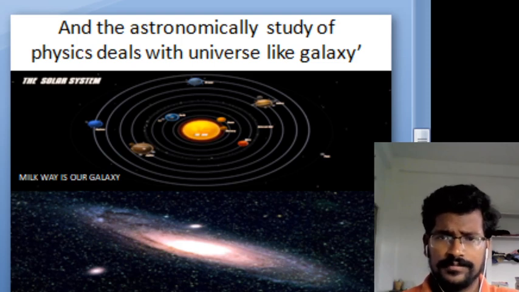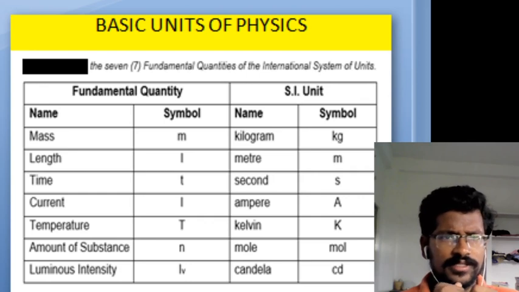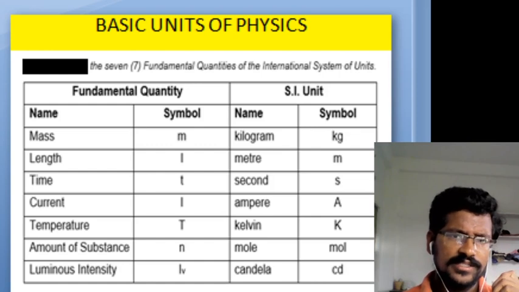All of the following basic units of physics. We have 7 fundamental quantities of the International System of Units. Now we are going to the 7 fundamental quantities. They are mass, length, time, current, temperature, amount of substance, luminous intensity. Mass is denoted by small m, length is denoted by l, time is denoted by t, current is denoted by I, temperature is denoted by T, amount of substance is denoted by n, and luminous intensity is denoted by L.